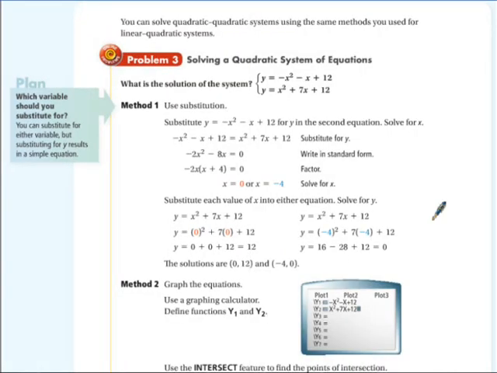We can also solve quadratic systems using the same methods you used for linear quadratics. So we can use substitution. We can substitute this one here for y. When we do that, we get this right here. We factor, and then x is either 0 or -4. We substitute those values in, and we get our answers.